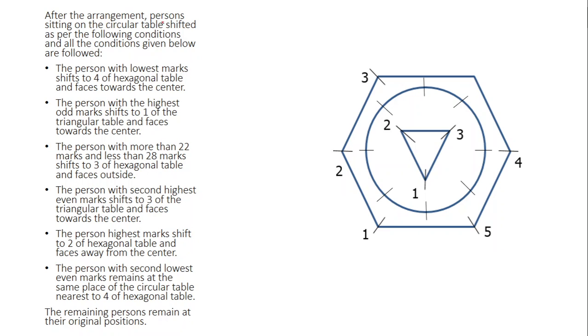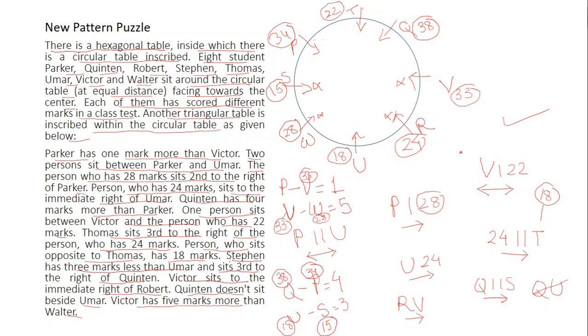So after the arrangement, persons are seated around a circular table and shifted as per the following conditions. All the conditions given below are as followed. So first we will arrange the people as we have solved previously. So let's arrange it. Okay, I have arranged it as we have solved previously. So let's solve further. The person with lowest marks is shifted to 4 of the hexagon table and faces toward the center. So who has scored the lowest marks? Lowest marks was scored by S, right?